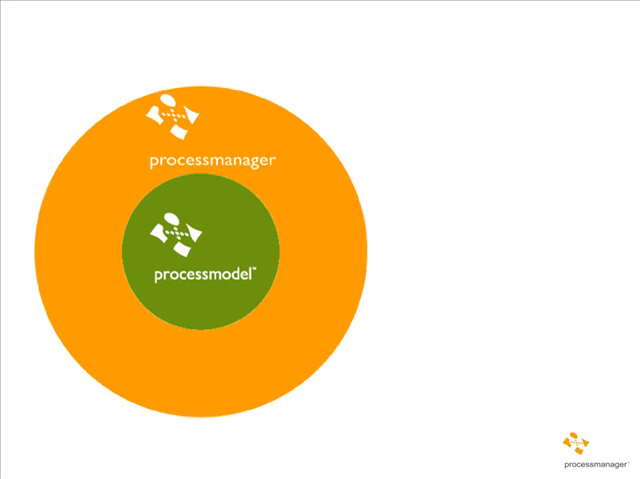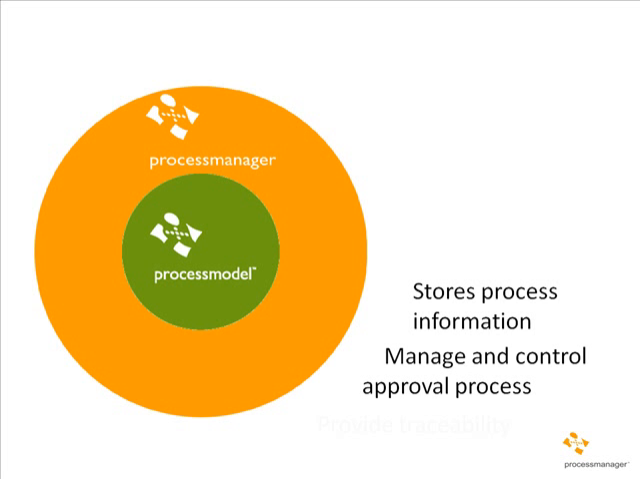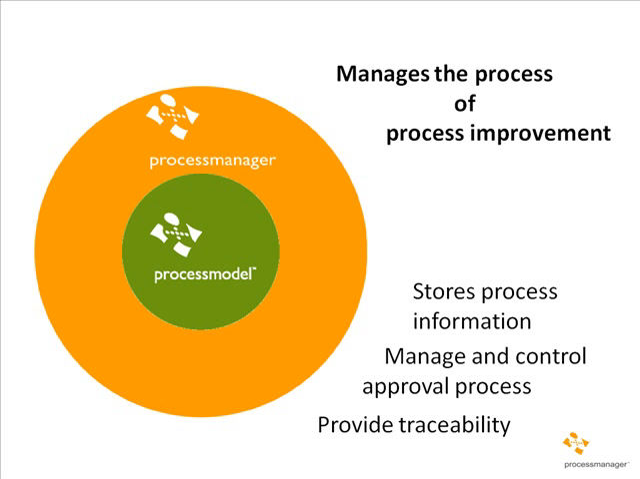Process Manager is the cement that holds process management together. Process Manager stores process models and other critical data in a central repository, manages the approval process, assuring that everything is done in order, and provides complete traceability, so you know when changes were made and by whom. Process Manager manages the process of process improvement to free you up to do, well, more improving and less busy work. Process Model and Process Manager are integrated to reduce the effort and time needed to manage process improvement.